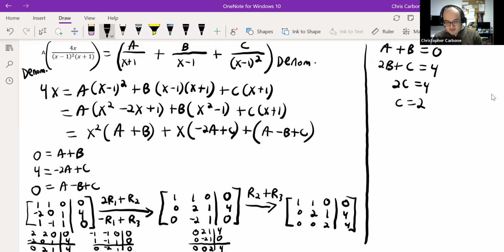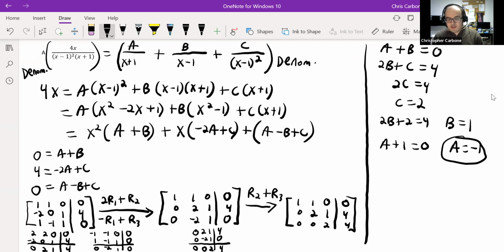We could place that into the second equation to get 2B plus 2 is equal to 4. So subtracting 2 and dividing by 2, we get B is 1. And then putting that 1 into the top equation, A plus 1 is equal to 0, so A would be negative 1. So we have a solution here, right? A is negative 1, B is positive 1, and C is positive 2. Let me know if you have any questions or concerns.